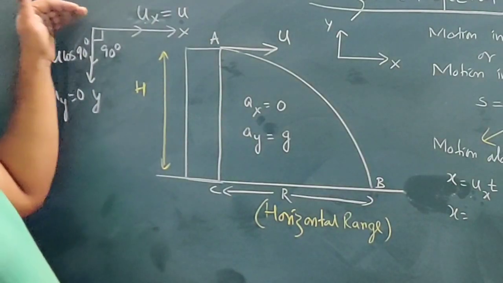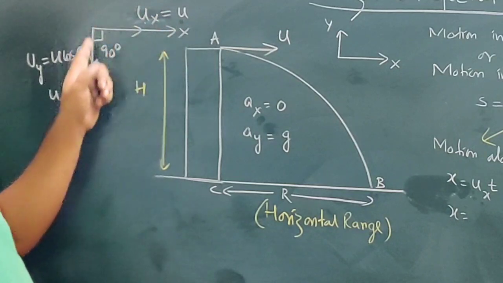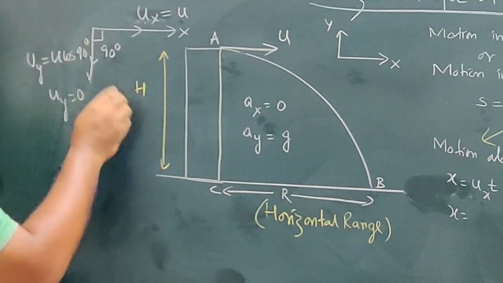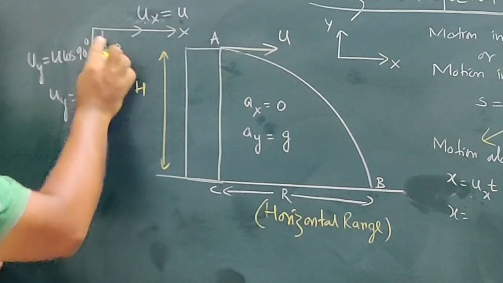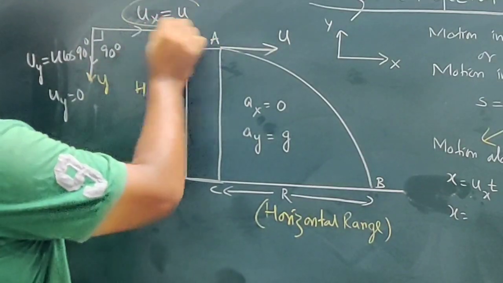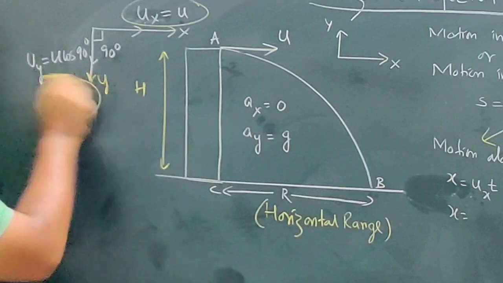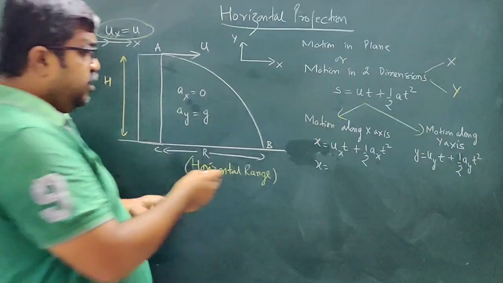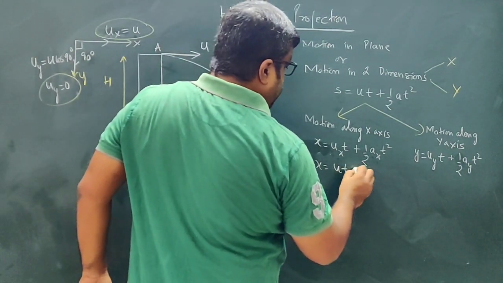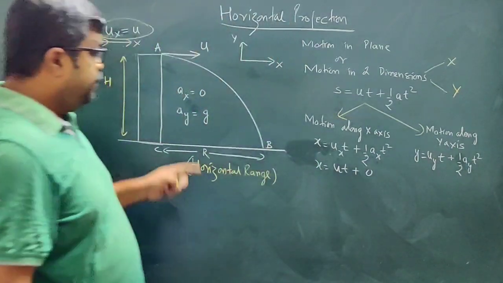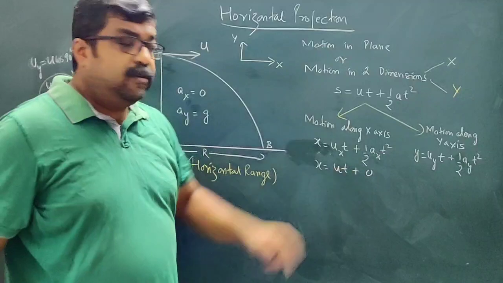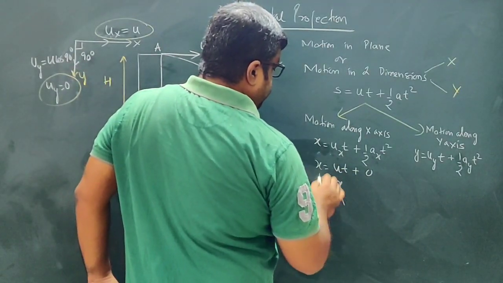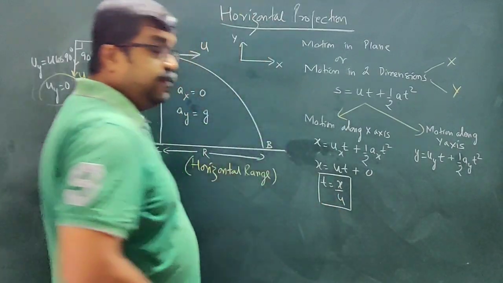So we have initial velocity along the x-axis as u, and initial velocity along the y-axis as 0. Let us make this substitution over here. So x is equal to u into t plus 0. ax is 0, so this term is 0. So t is equal to x by u.